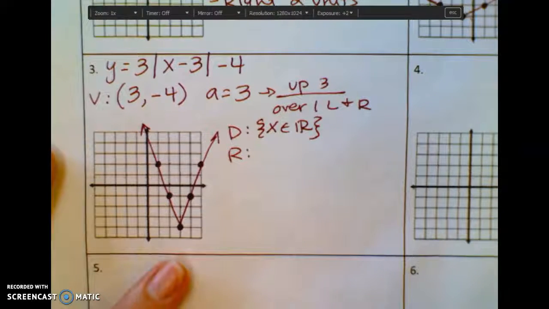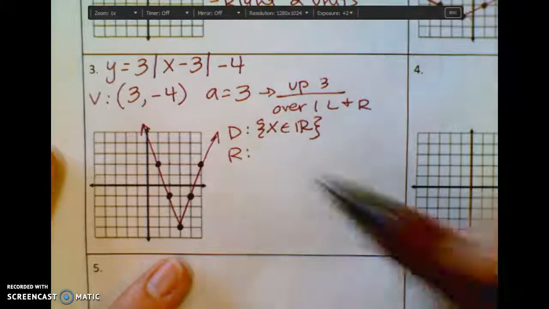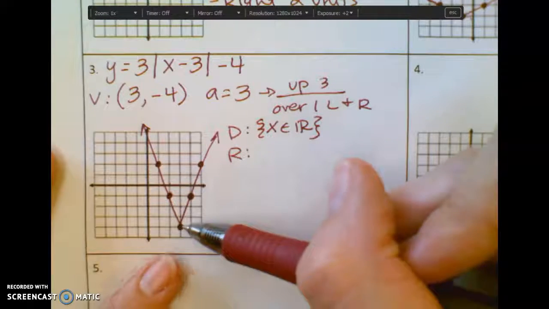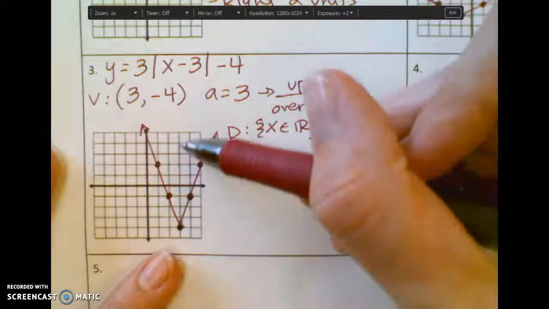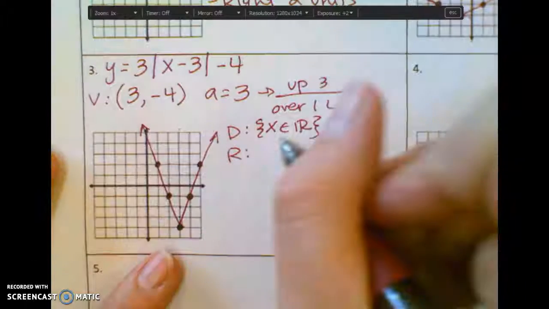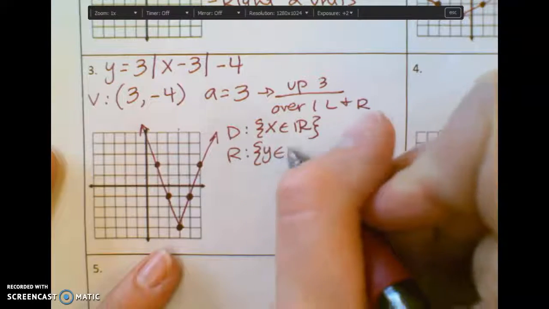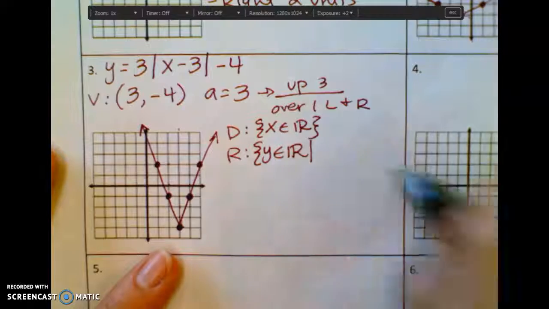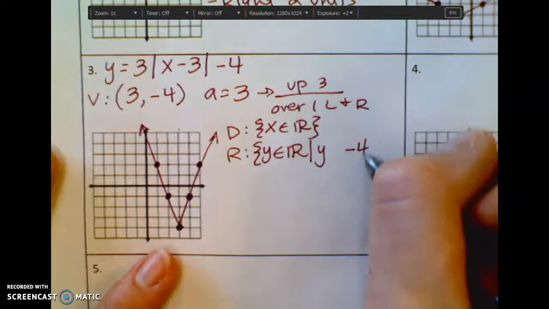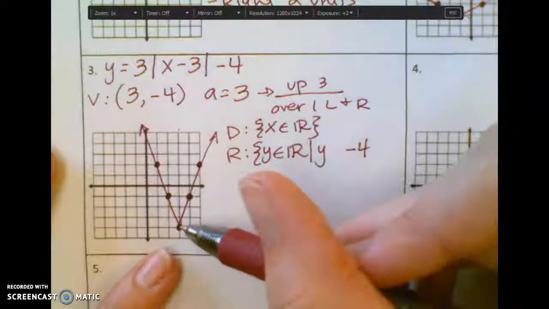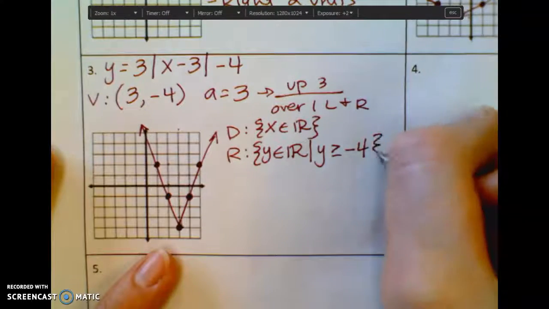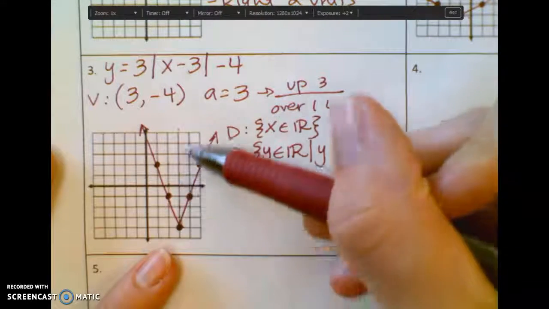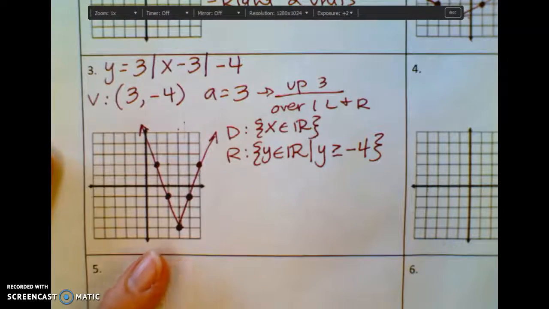Then what's my range? For my range, I look for my max or my min value. In this case, I have a minimum. There's a lowest point on my graph. My graph starts here at negative 4, and it goes up forever and ever. So that means my range is going to be y is an element of the reals such that y is something with negative 4. Are we graphing the numbers bigger than negative 4 or less than negative 4? It is greater than or equal to. We're starting at negative 4, going up forever and ever. So there's our range.